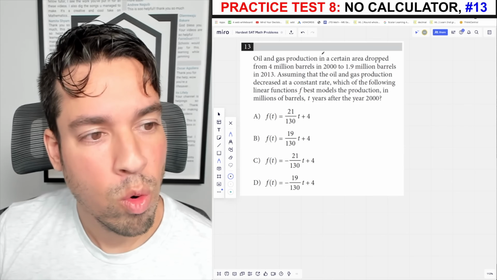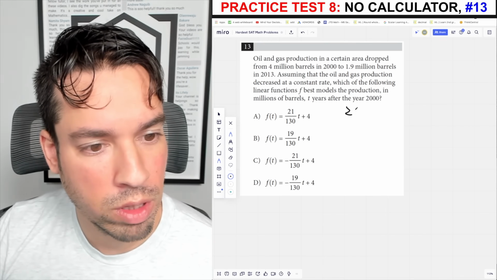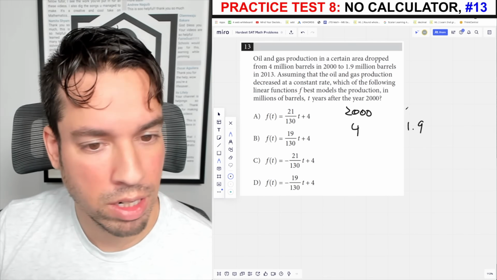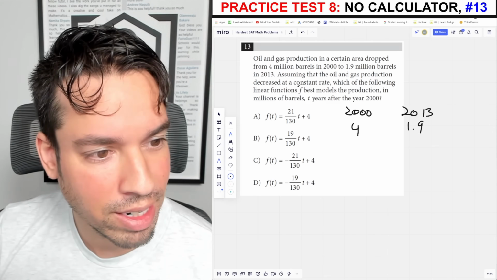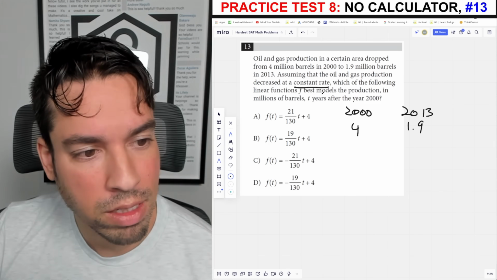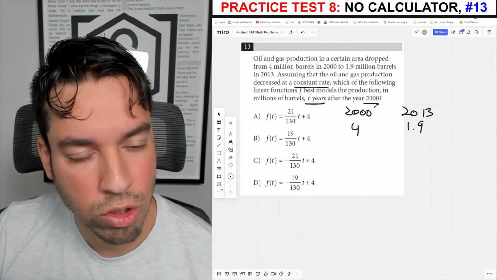Boom, done. Oil and gas production in a certain area dropped from 4 million barrels in 2000 to 1.9 million barrels in 2013. Assuming that oil and gas production decreased at a constant rate, meaning it's a linear equation, which of the following linear functions best models the production in millions of barrels T years after 2000?